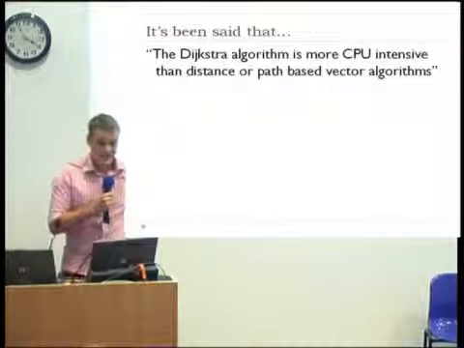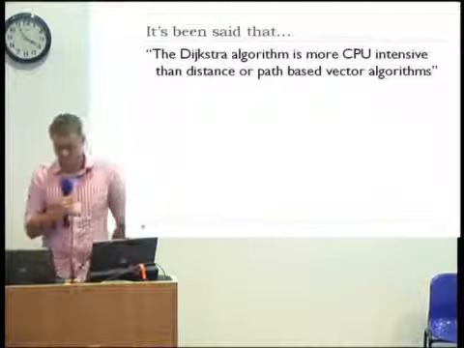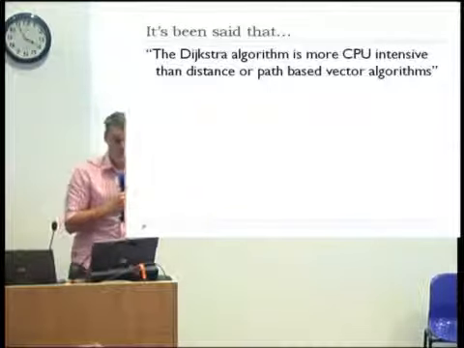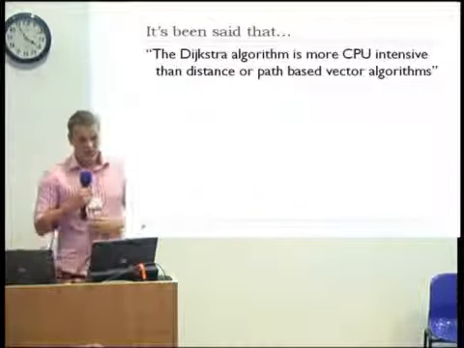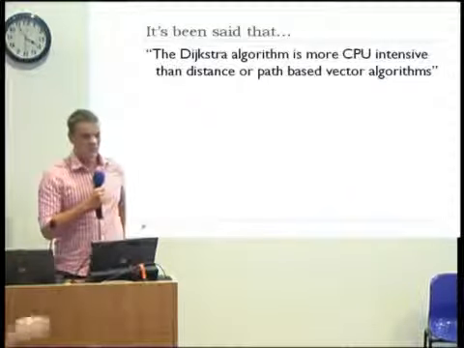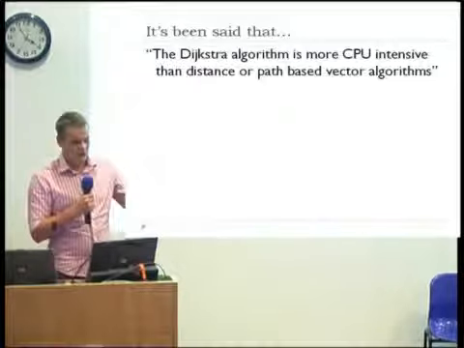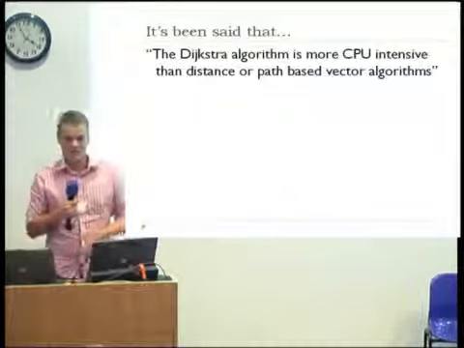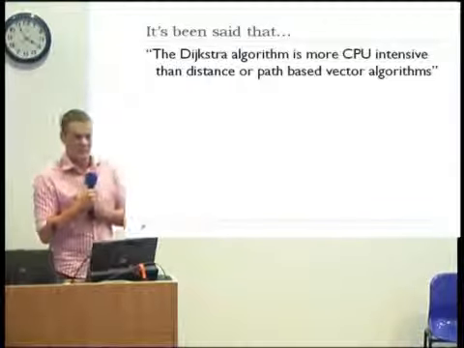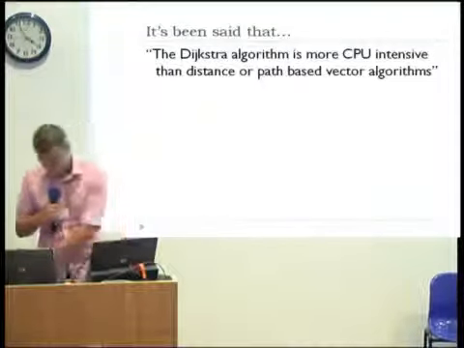It's been said, and I'd say reasonably commonly thought, I've been taught it, that the Dijkstra algorithm is more CPU intensive than distance or path-based vector algorithms. I looked into this, and there's very, very little quantifiable evidence. It all seems to be people saying it's true. There only seems to be real research into the memory requirements because of people asking on mailing lists, how much memory do I need to run a BGP routing table? But there's very little research into the CPU utilization, so I looked into that.